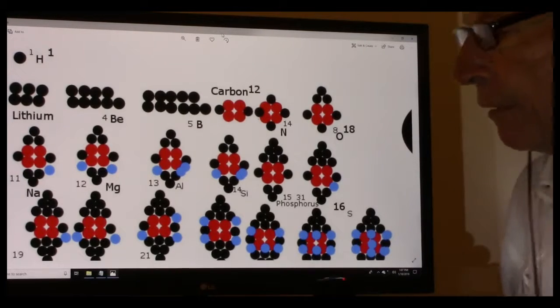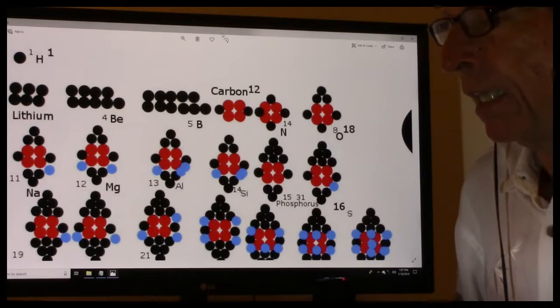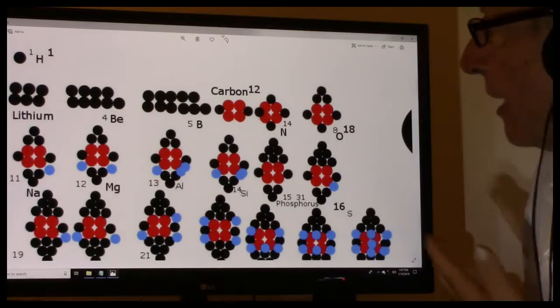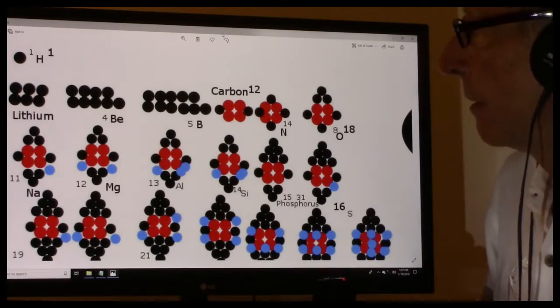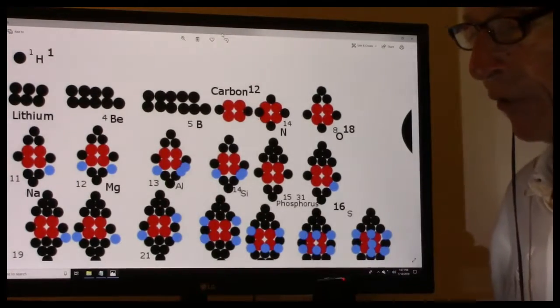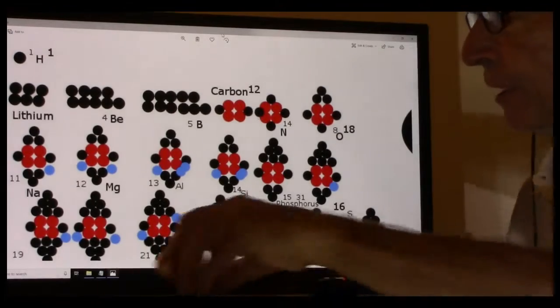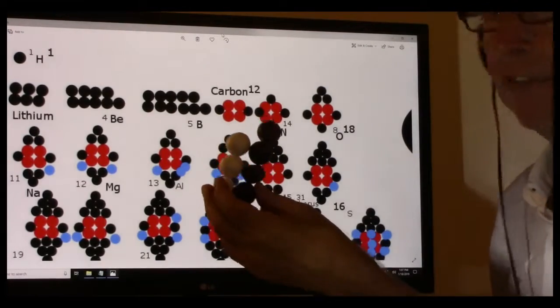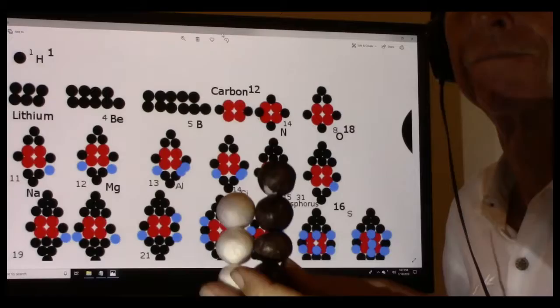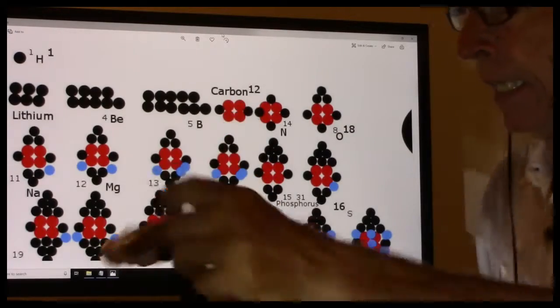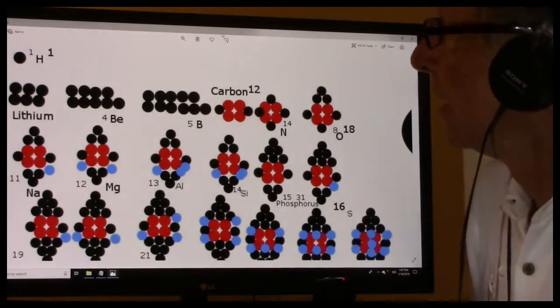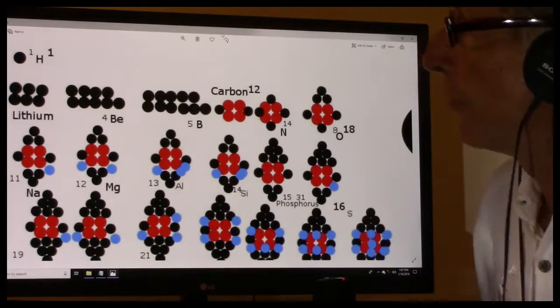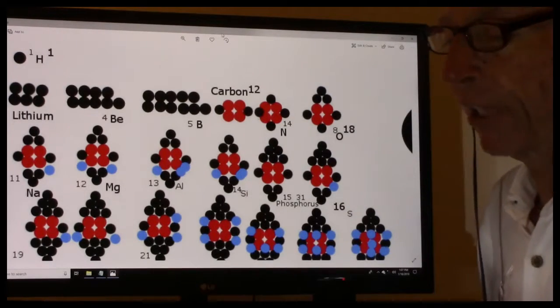So anyway, we find out that there's a trend in this table showing that these very light elements, for example lithium, tend to form lines of protons. And in this periodic table, they're all just black dots because they're protons and neutrons.